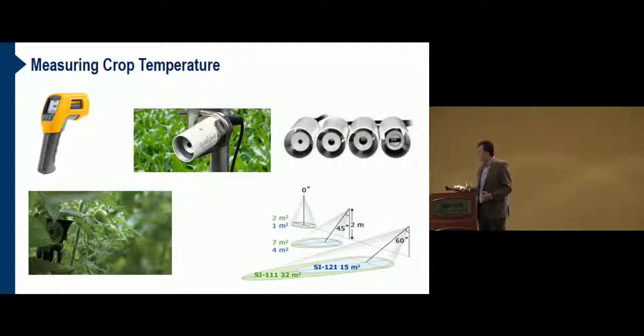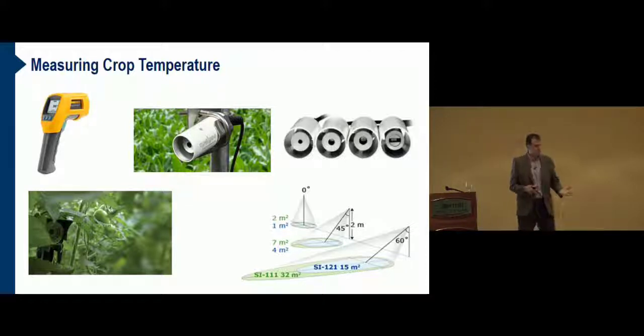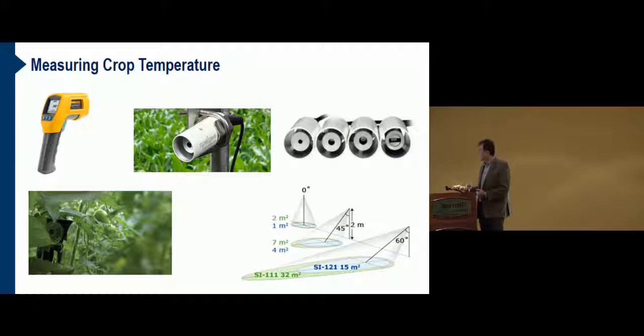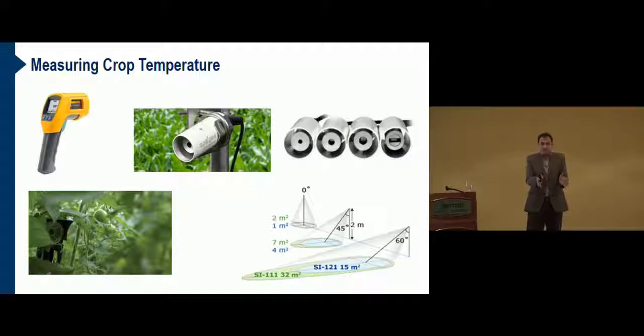When it comes to measuring the surface temperature or canopy temperature with infrared transducers or infrared guns, particular attention must be paid to the field of view of these sensors, because they have a particular field of view and they see everything under that field of view and then average the reading for you.